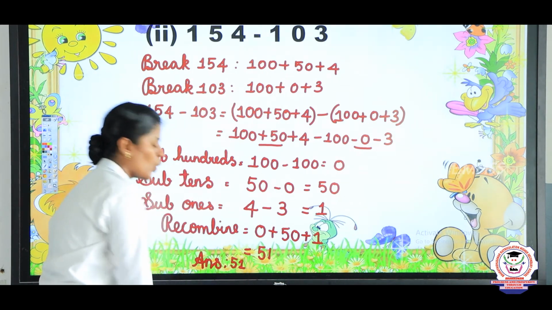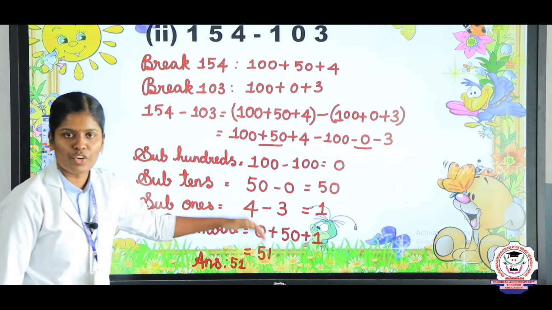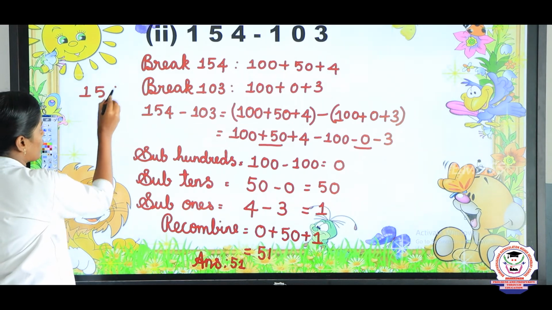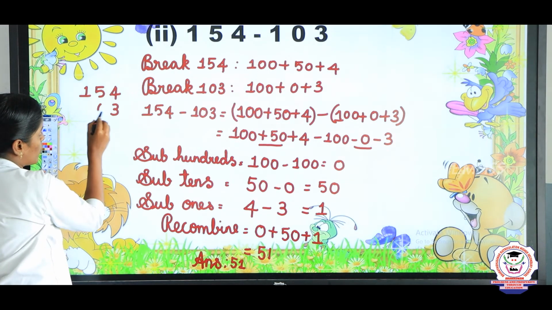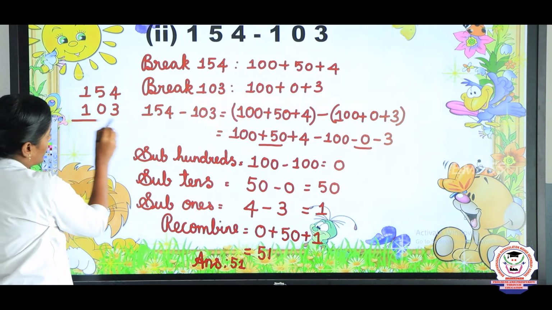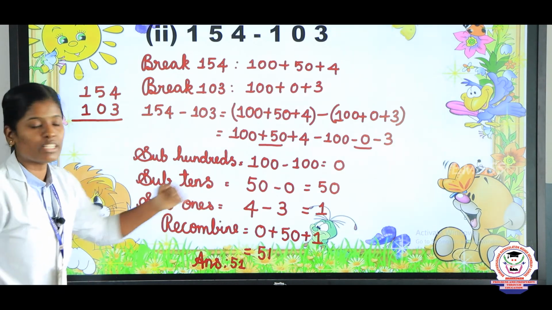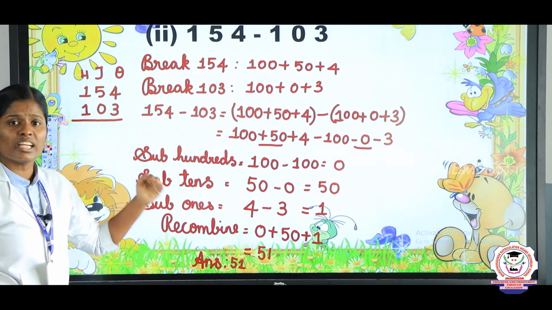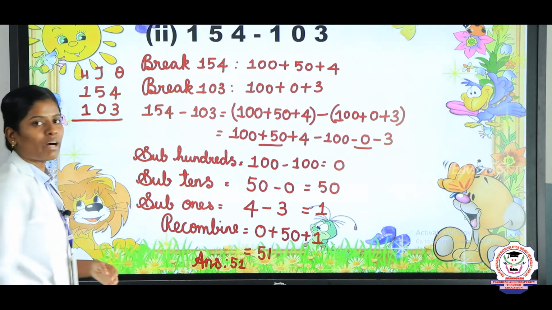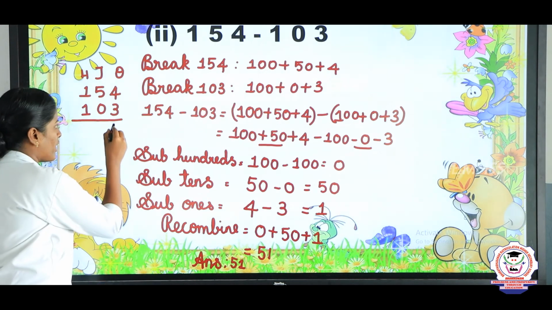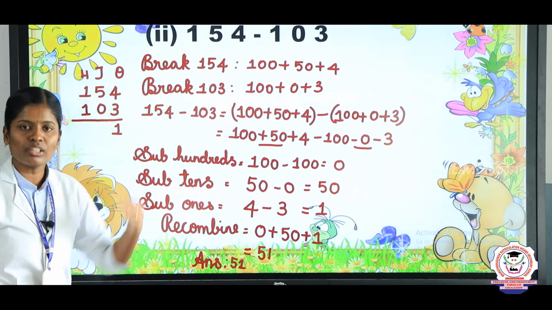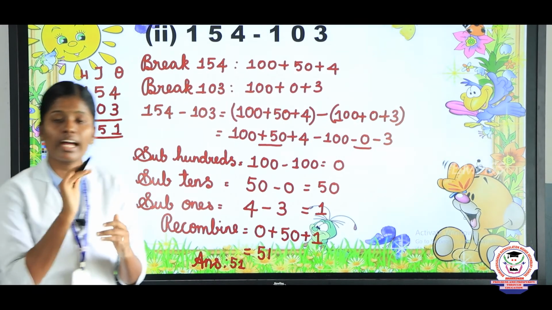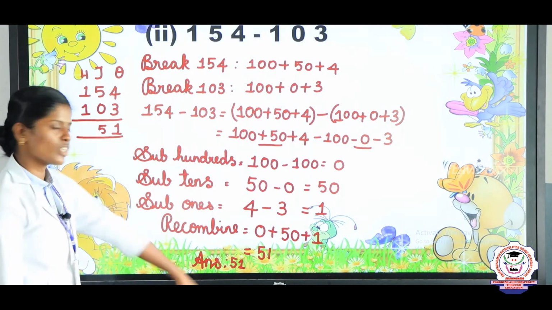Now we are going to check whether this 51 is right or wrong. Take the number 154 and then 103. Now we are going to subtract this. While subtracting, we take the ones place value, then the 10th place value, then the 100th place value. Here the ones place values are 4 minus 3. So the answer is 1. Next 5 minus 0, the answer is 5. Write the answer 5. The next one is 1 minus 1. The answer is 0. So our subtraction is correct.